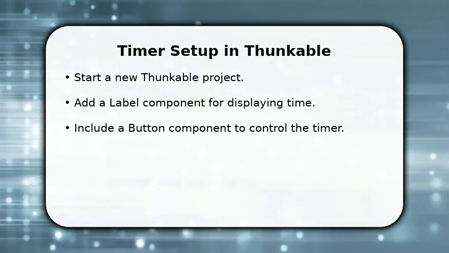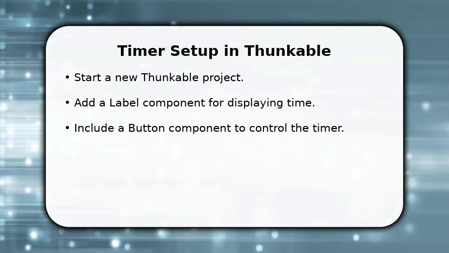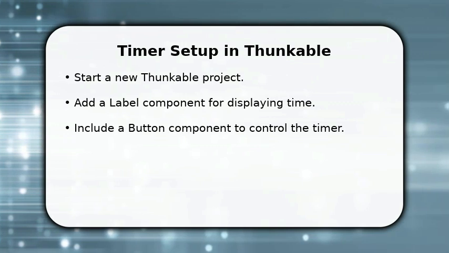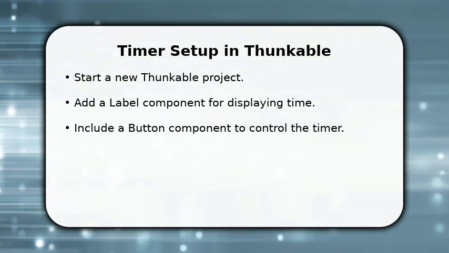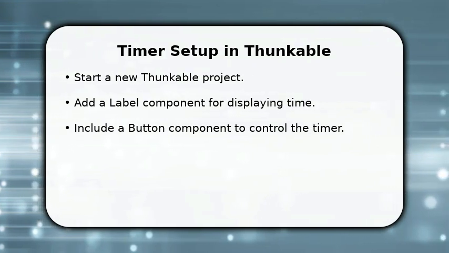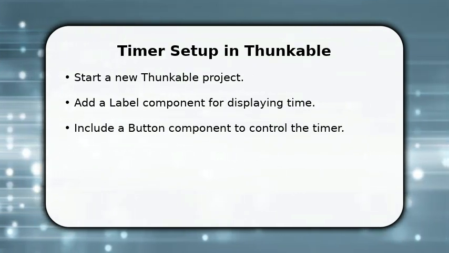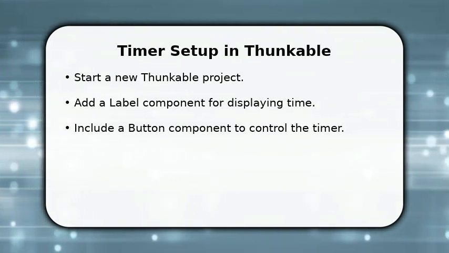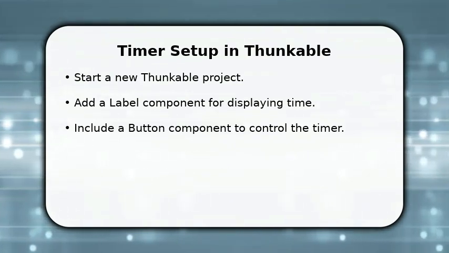In this video, I will explain how to make a timer on Thunkable. First, open a new project and add a label component to show the time. Next, add a button component to start or stop your timer. Finally, drag a timer component from the Components panel onto your screen. This sets up the basic elements for our timer.